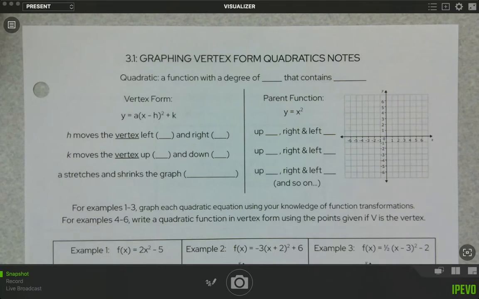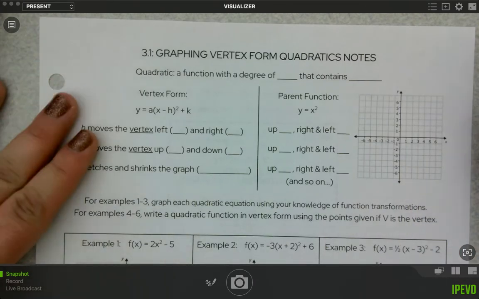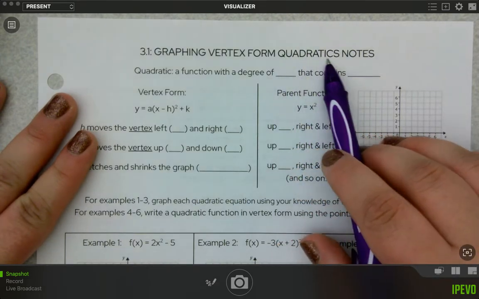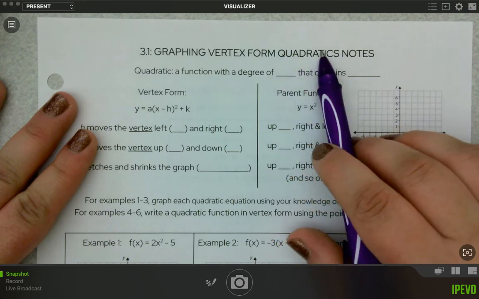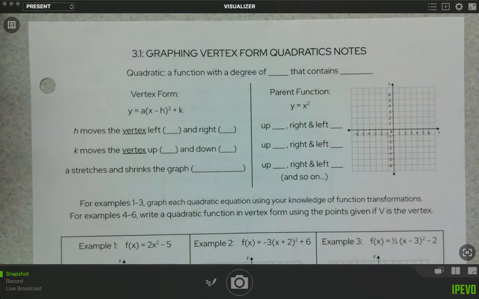Hey everyone, welcome to lesson 3.1, graphing vertex form. So this is going to be very similar to doing transformations like we did that little mini unit we did. So you won't see a whole lot of new things here, but I am going to start to explain to you what a quadratic is. And you should have a pretty good idea because you should have talked about them in Algebra 1, but I know that some of us need a reminder every now and then.